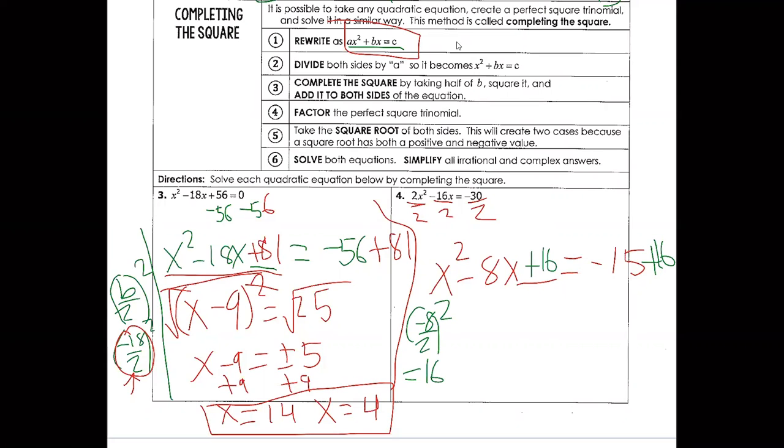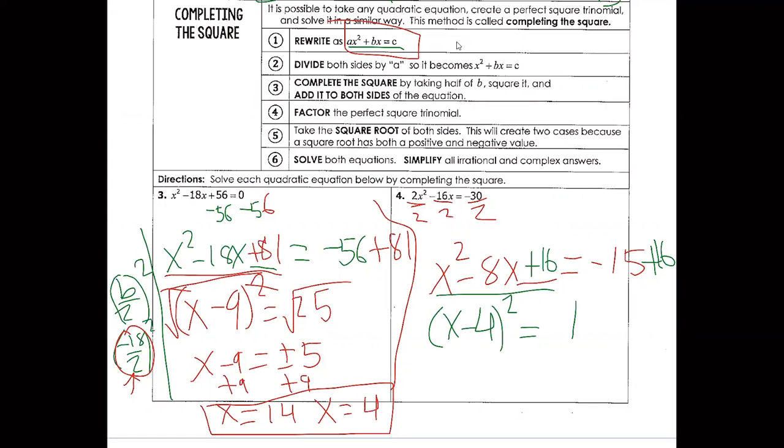I'm going to just erase this so it doesn't get in the way. So now we can factor this trinomial. What multiplies to 16 and adds up to negative 8? Well, that would be minus 4 and minus 4. And then negative 15 plus 16 would be 1. So then we're going to solve this.